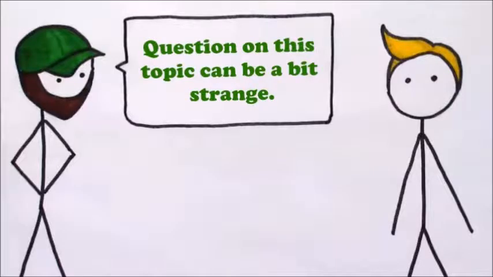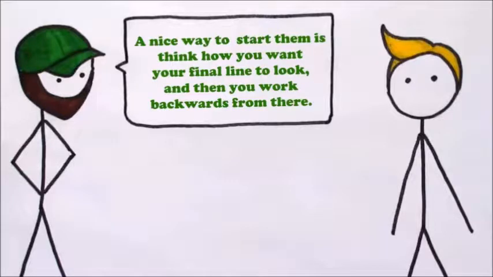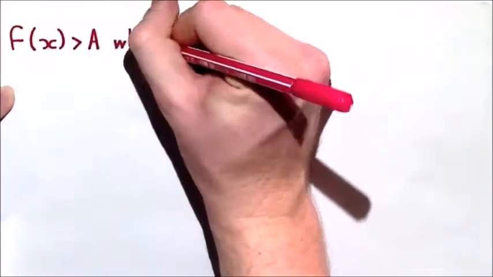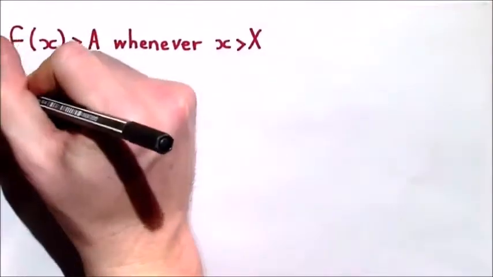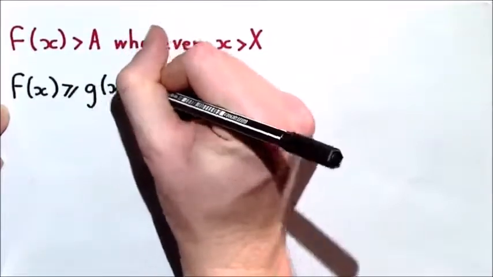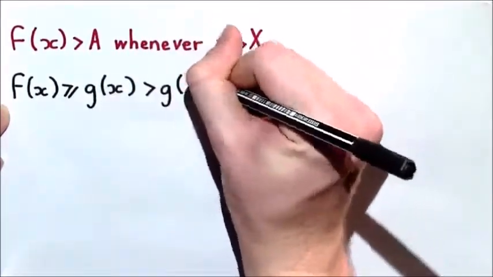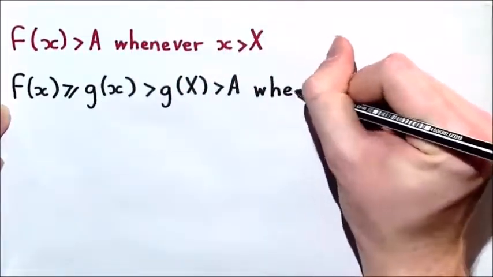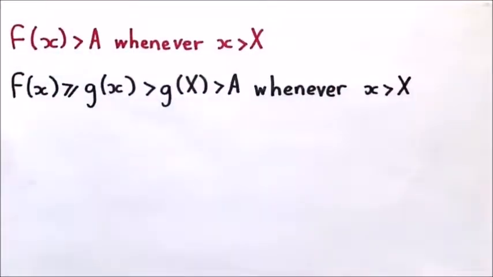Questions on this topic can be a bit strange. A nice way to start with them is think of how you want your final line to look, and then you just go backwards from there. So you want to end with f of x is greater than a whenever little x is greater than big X, since that's part of the definition. In general, we'll be writing f of x is greater than or equal to g of little x, which is greater than or equal to g of big X, which is greater than a, whenever x is bigger than big X, where g is some function of x that we find or make, or both.